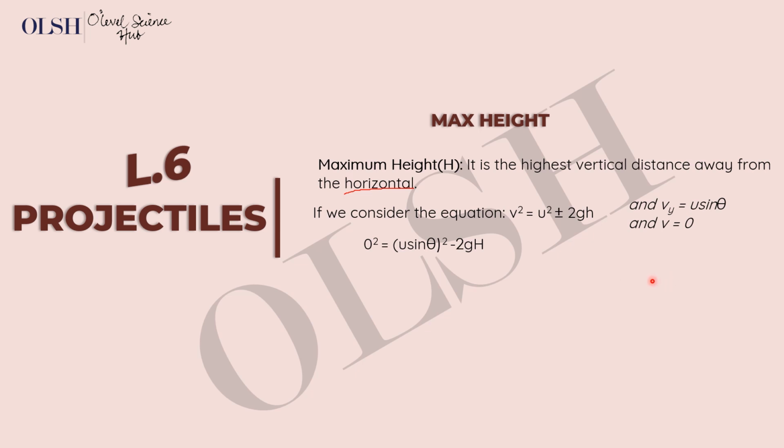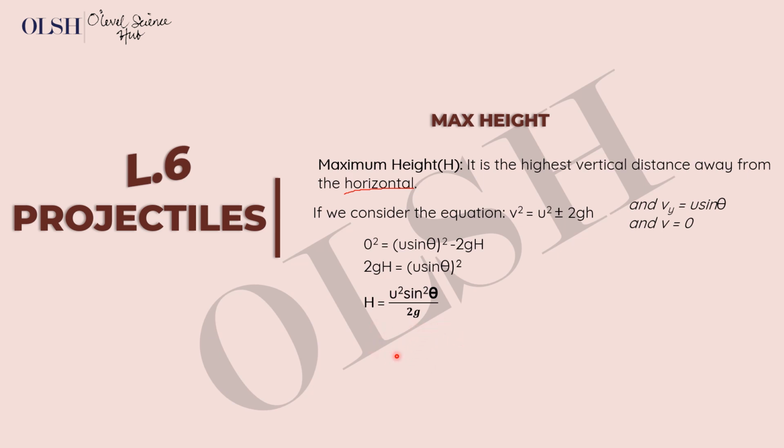Now u sine theta, remember, is the vertical component of the velocity, while 0 here comes from the fact that the velocity at the highest vertical distance is 0, because the object moves up to that point and stops for a split second before it starts coming down. So if we consider that, taking 2gh over to the right hand side, 2gh equals (u sine theta) squared, which gives us our maximum height as u squared sine squared theta all over 2g, making h the subject of the formula.